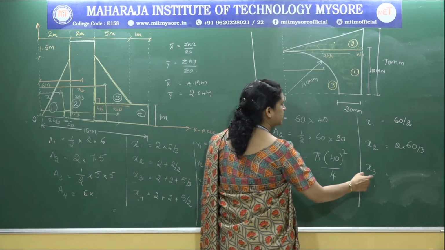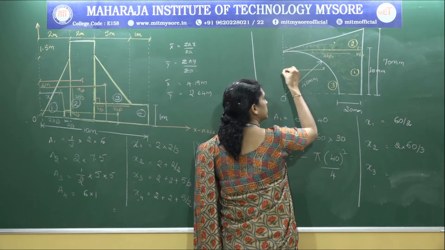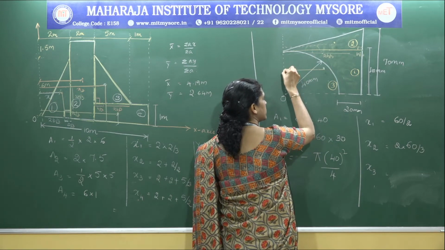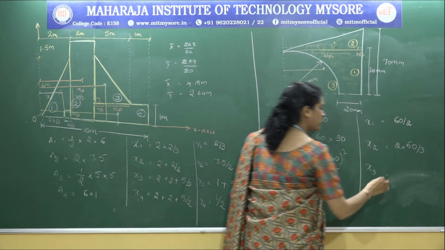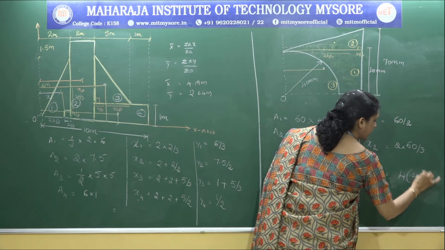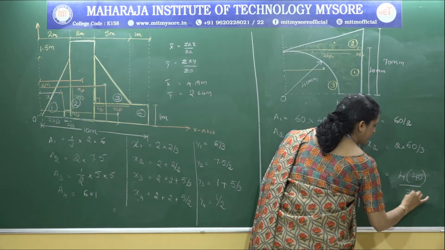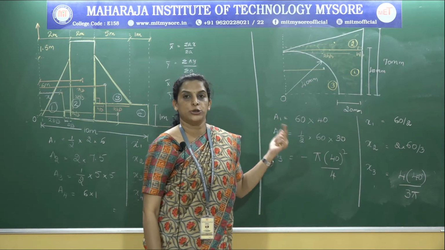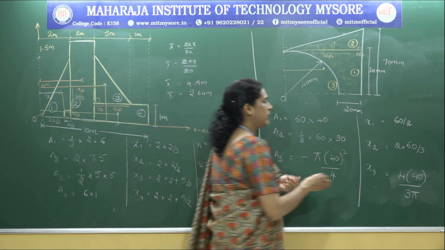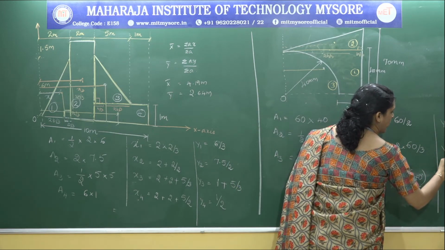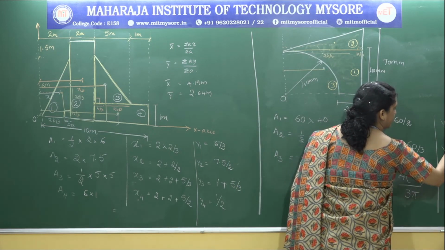So now x3 is the centroid for the third section, taking y as the reference axis. Therefore, for the quadrant of a circle it lies at a distance of 4r by 3 pi. So now we get the values of x1, x2 and x3. Similarly, y1, y2 and y3.